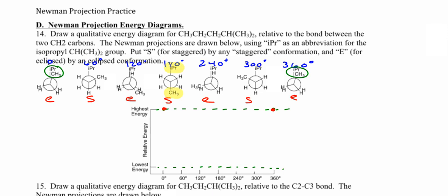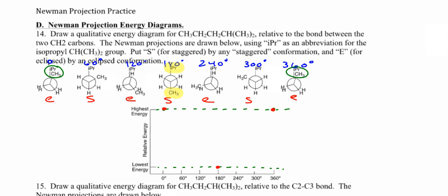So if I look at this, that looks like it's as far away as possible. So at 180 degrees, we're going to put that as the lowest. That's a good starting point. Let's talk about the rest of these as we go. The staggered should be low, and the eclipsed should be much higher.